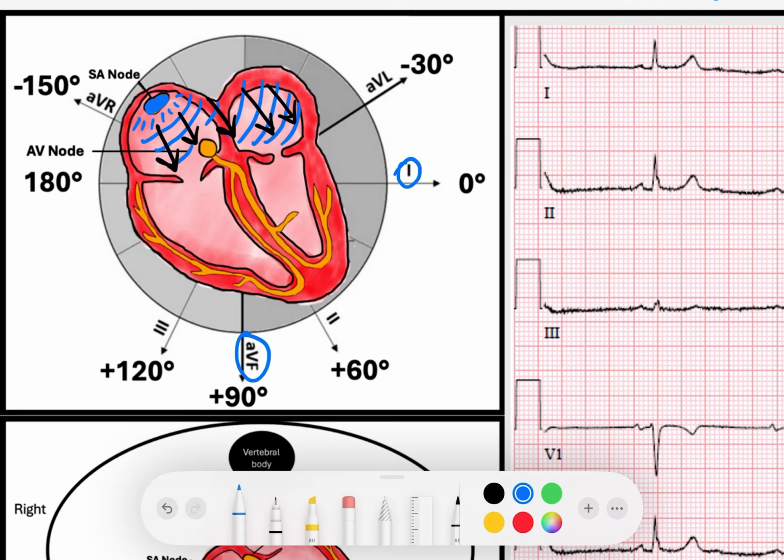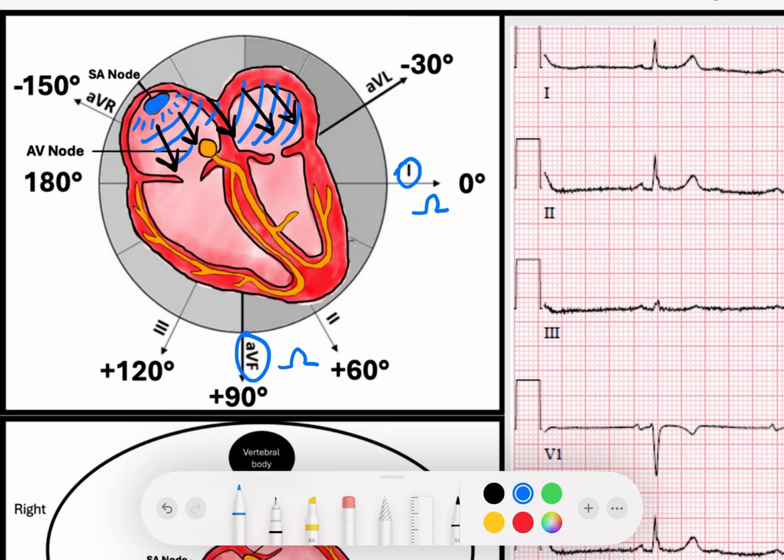And so you'll always hear me say when I'm interpreting EKGs to look for P waves that are upright in leads 1 and upright in leads AVF, right? Because that tells me that it's heading towards those leads, right? So anytime we look for a sinus rhythm, we should look for a sinus P wave.